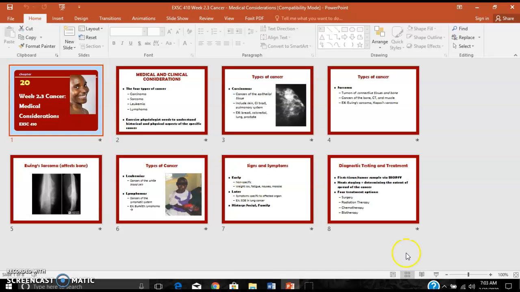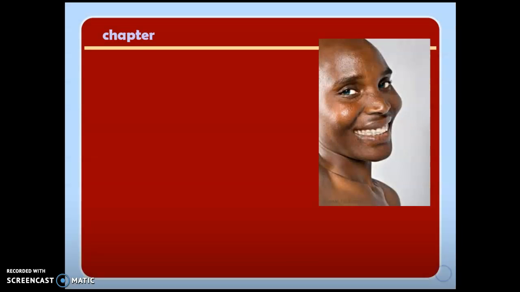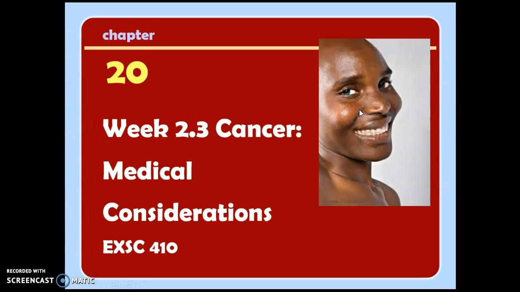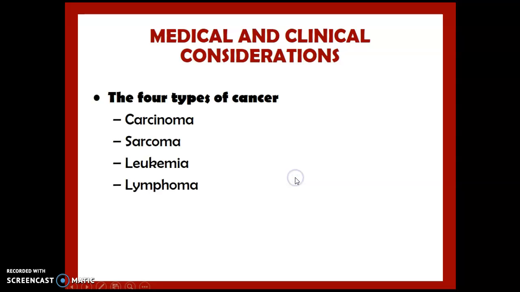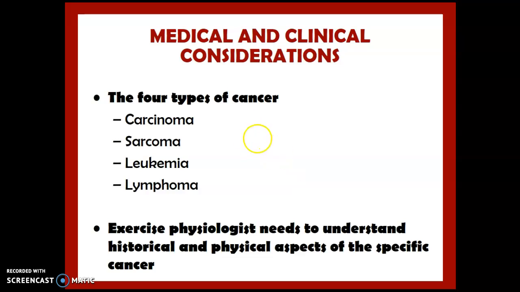Guys, now we're going to talk about the medical considerations for when you're working with a cancer patient and they're exercising. So we have four types of cancer: carcinomas, sarcomas, leukemia, and lymphoma. And I'm just going to talk with you guys about each of these briefly so that when you hear about a cancer, you know what that word means. I think that's a helpful thing.